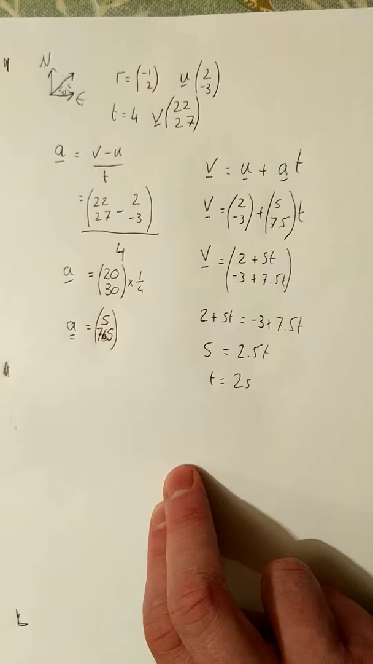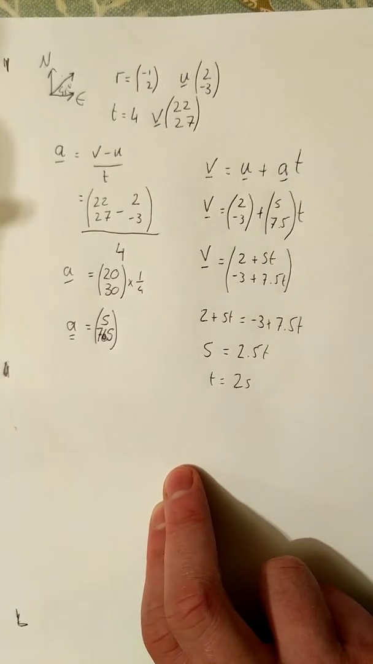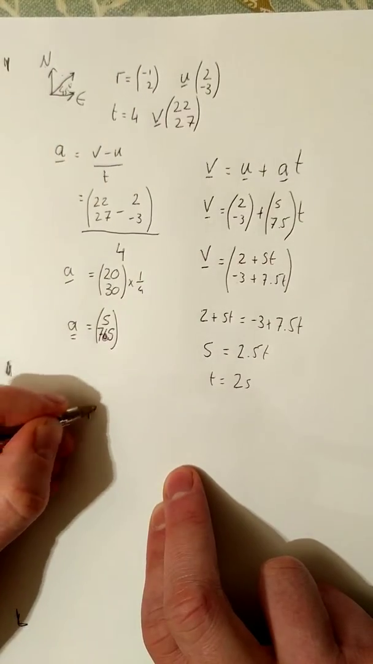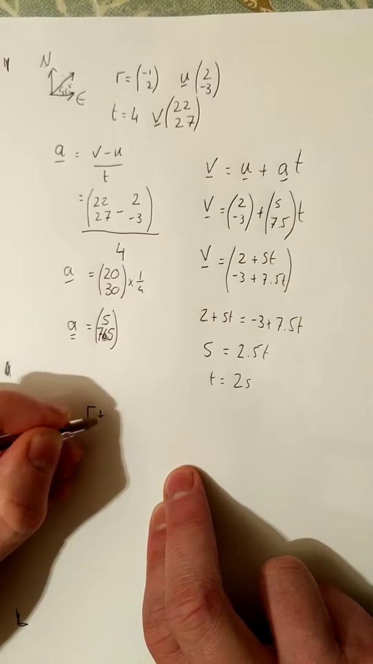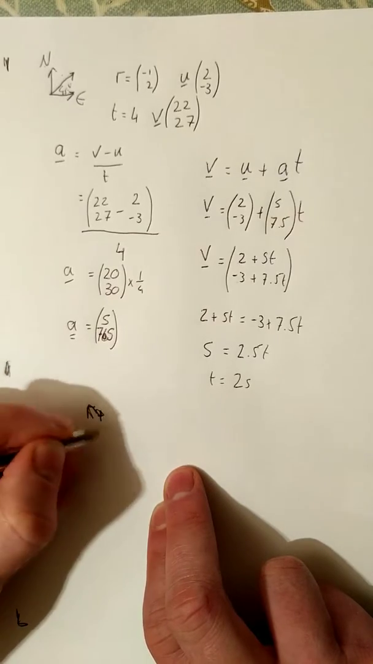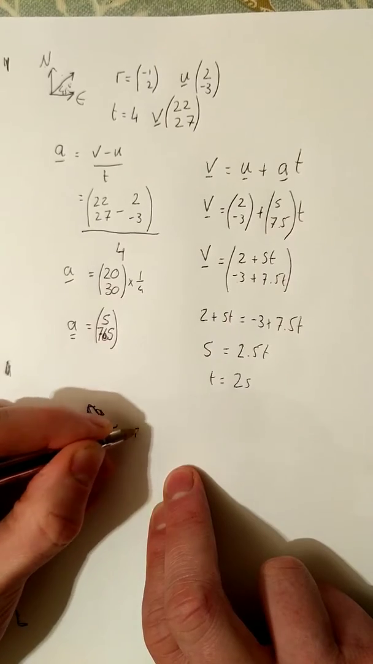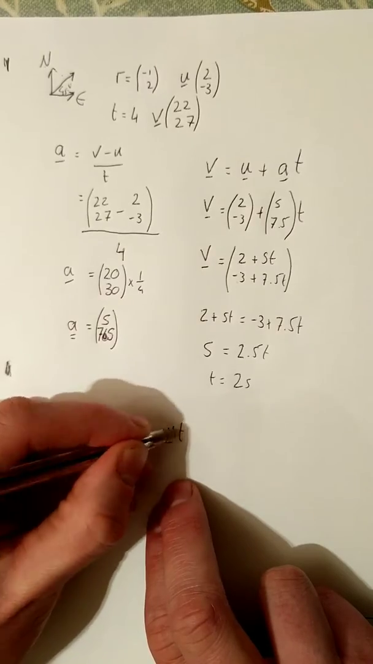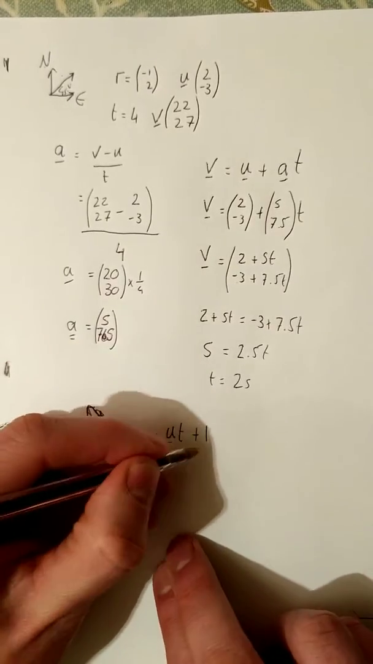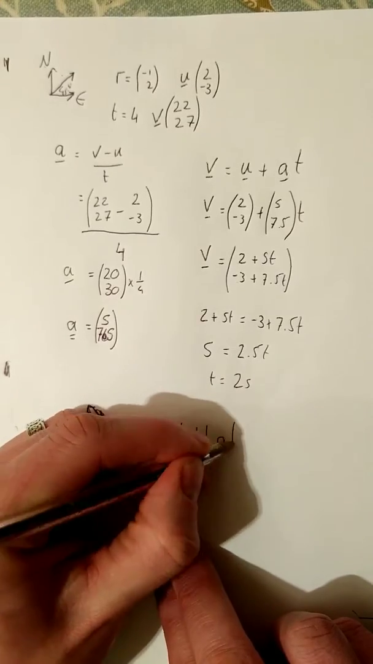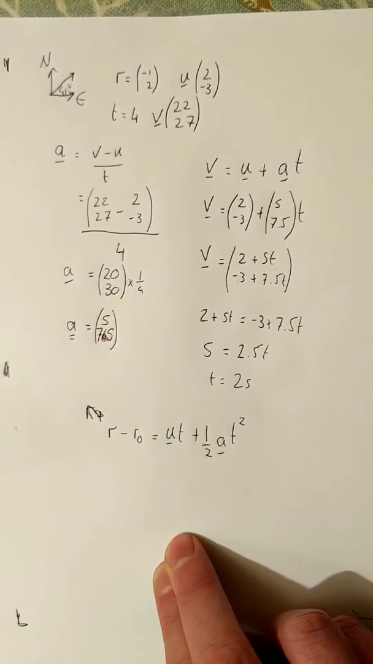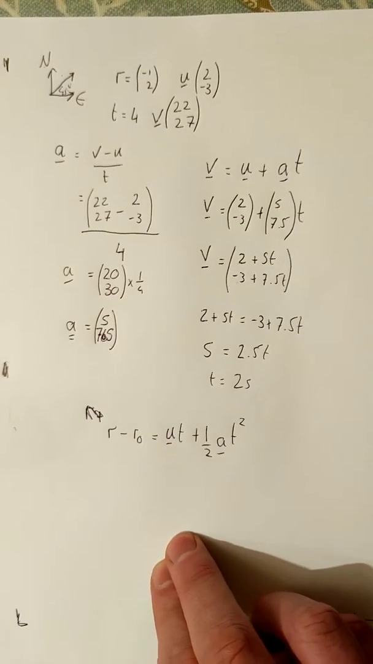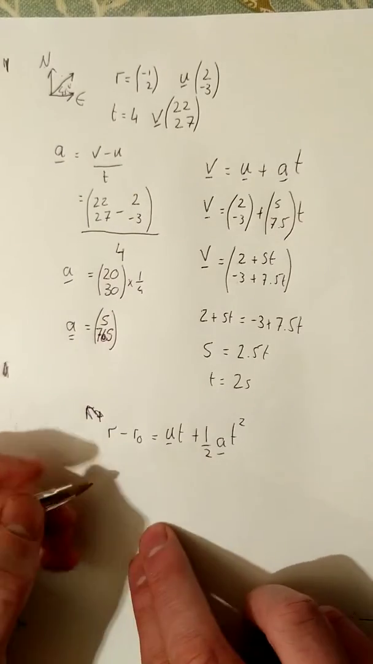Now part 3 says calculate the position of the particle after 4 seconds and how far has it moved from its original position. So it's starting at (-1, 2), which means we're going to have to use the formula where we've got r minus the initial position will equal the initial velocity times the time plus half a t squared, where a is the acceleration vector. And it's going after t equals 4, so we can now sub in our values.